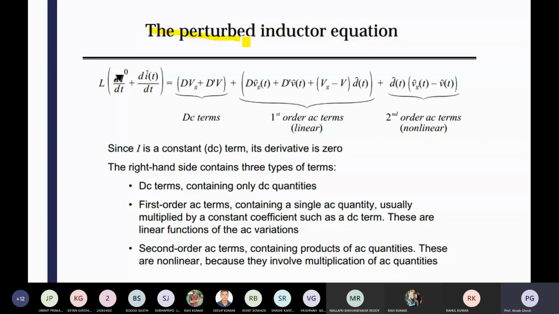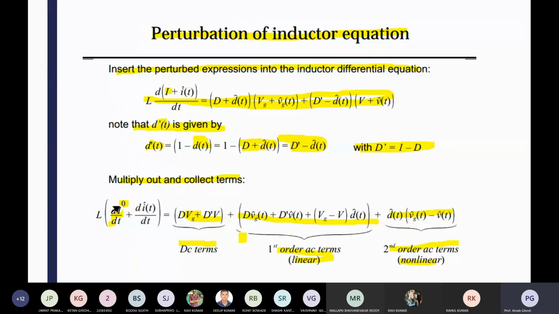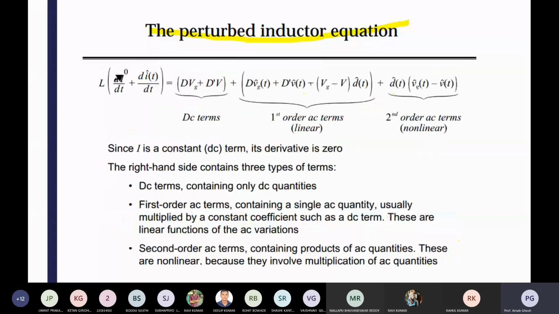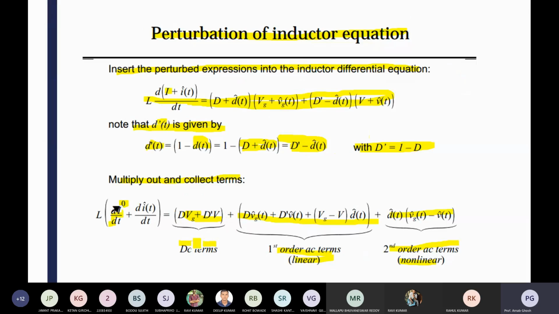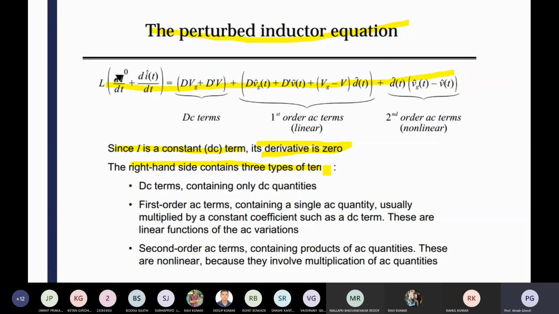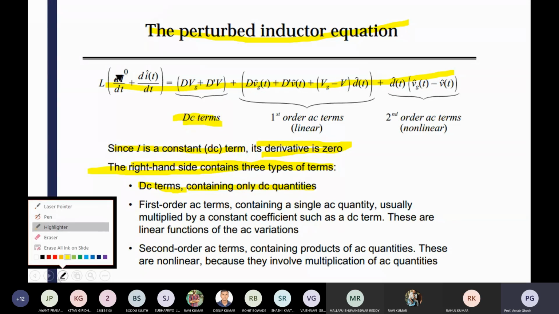So you can equate that equation, and the final expressions are there. What you have observed is that since I is a constant, the derivative of a constant value is always 0. So that is the final expression coming from here. The right hand side contains three types of terms. One is the DC terms, containing only DC quantities, the steady state values. DC term means only the steady state value. That's why it is called a DC term.